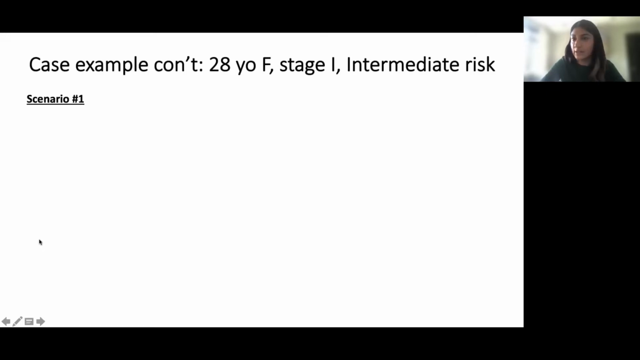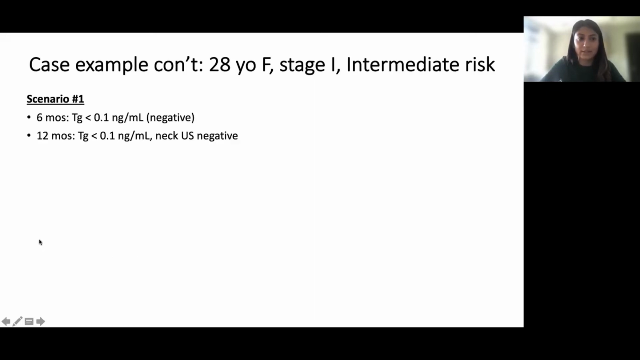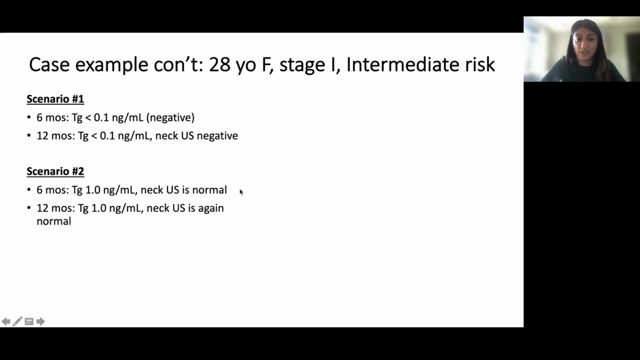And so there's 3 scenarios for how this patient could respond. In scenario 1, at 6 months and at 12 months, I see her and her tumor marker is negative. And then at 12 months, her tumor marker is again negative. So it's undetectable. And the neck ultrasound is normal. There's nothing found. In scenario 2, her tumor marker is elevated. It's at 1, but I can't find any abnormal lymph nodes in the neck ultrasound. So the imaging is normal. And then at 12 months, it's the same story. Her tumor marker is elevated, but her neck ultrasound is again normal.